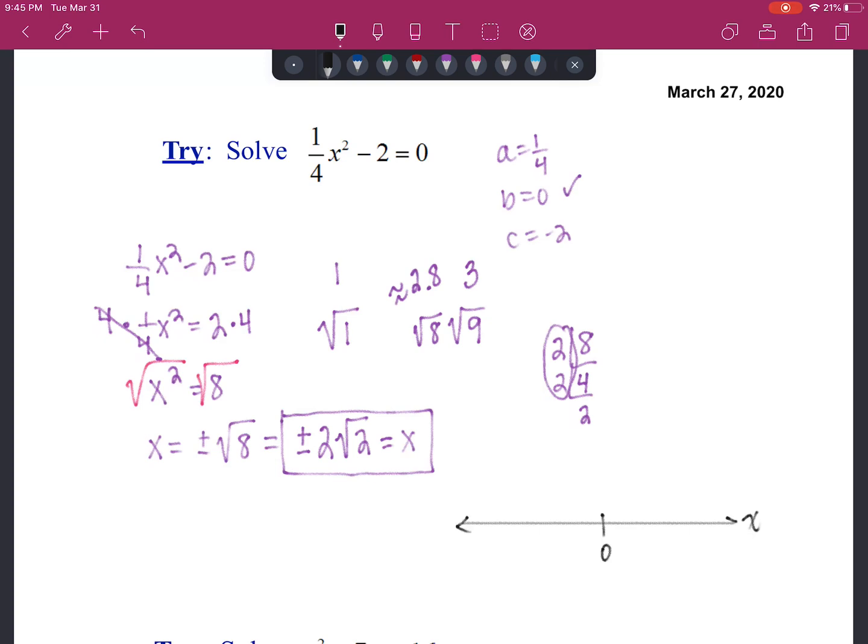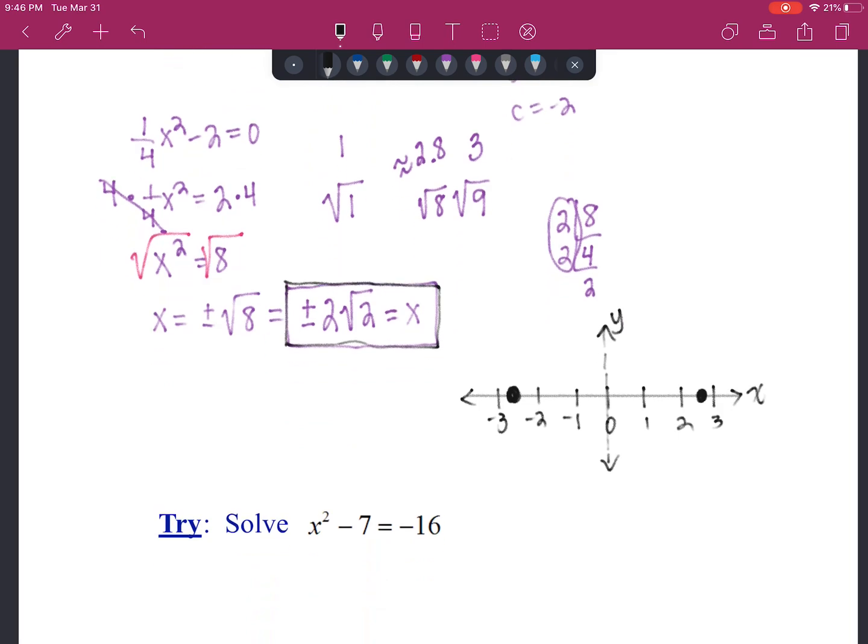So we've got our x-axis, 0, and we've got our y-axis, right? That's our y-axis. And we said it was about 2.8. Hopefully you checked that in your calculator. 1, 2, 3, negative 1, negative 2, negative 3, and we'll have 2.8-ish and negative 2.8-ish. So our graph would cross the x-axis in those two locations.